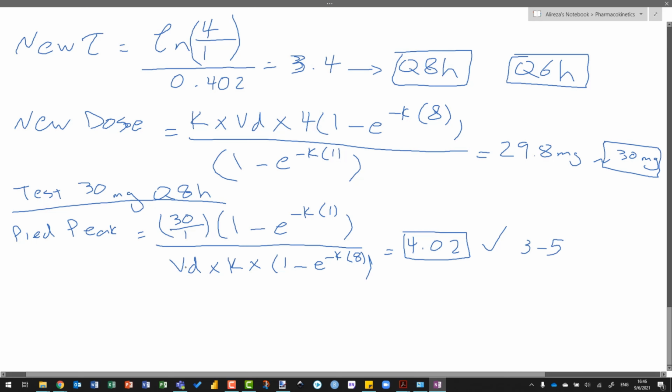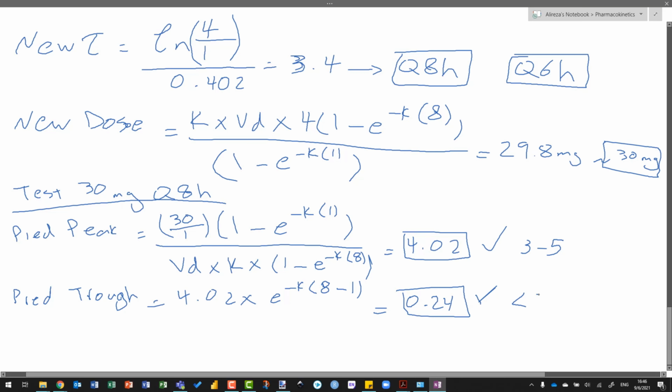So our goal is 3 to 5. Now for efficacy, it looks like we made it work with the every 8 hours. Now let's see if this is safe. So the predicted trough is basically 4.02 times e to the negative k times tau minus time of infusion. So that gives us a trough of 0.24, which is excellent. So we want this to be less than 2.